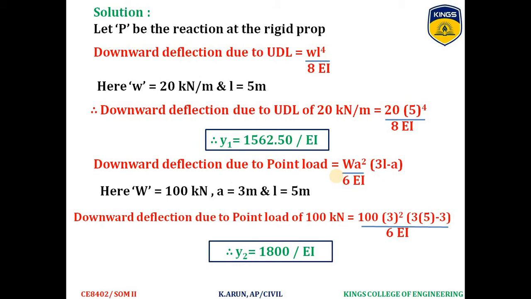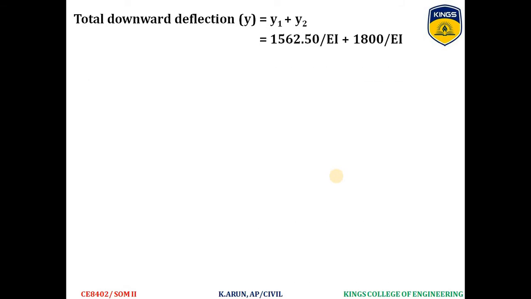Here we have to note one thing. In this problem, they have not given any values for Young's modulus and moment of inertia. So I am keeping it as a constant. So this is equation 1 and this is equation 2. In the next step, I am going to calculate the total deflection. So the total downward deflection will be equal to Y1 plus Y2. So I am adding both the values, 1562.50 divided by EI plus 1800 divided by EI. So I am getting the total downward deflection as 3362.50 divided by EI.